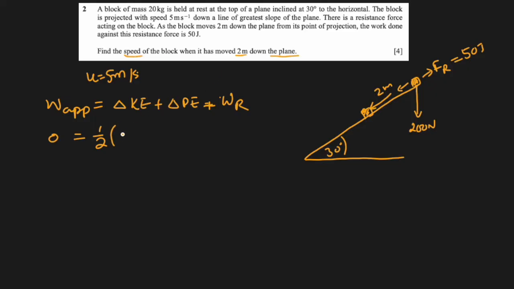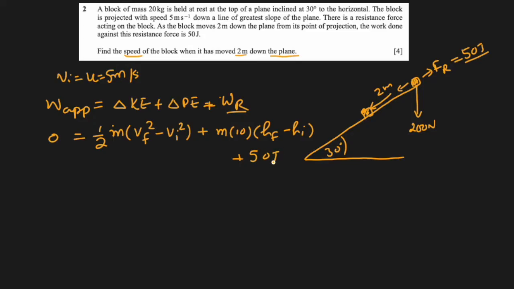So we will write first half m, final velocity square minus initial velocity square, which is u in this case, that will be initial velocity, plus mass times g times final height minus initial height, and then plus work done against resistance, which is 50 joules. There is no need to do anything here, and let me not write the unit.